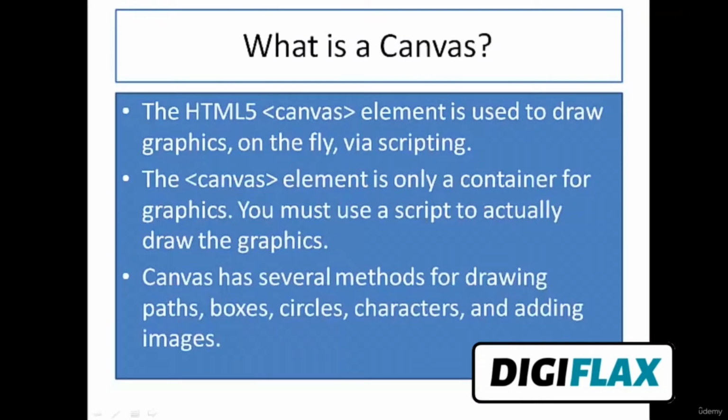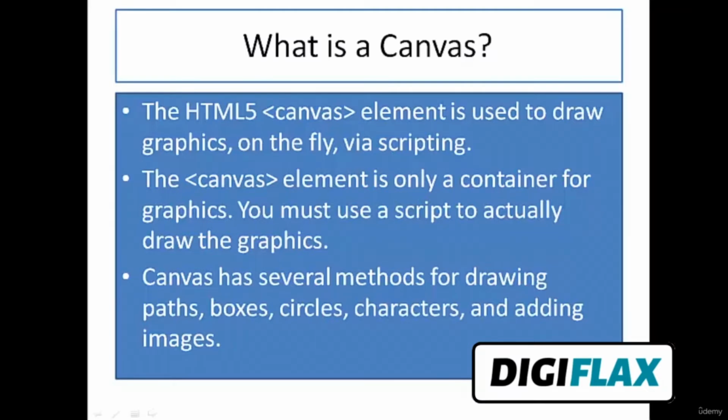So what is a canvas? The HTML5 canvas element is used to draw graphics via scripting. The canvas element is only a container for the graphics. As we have mentioned, you must use a script to actually draw the graphics. So here in our case, the scripting language that we use is JavaScript, which is a client-side language.